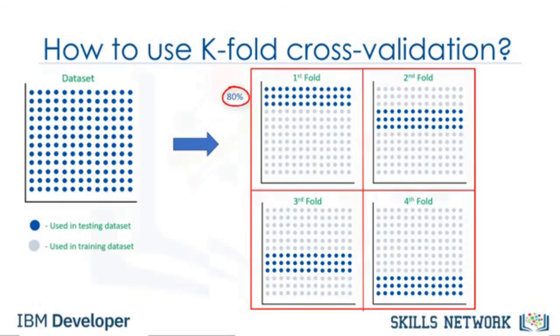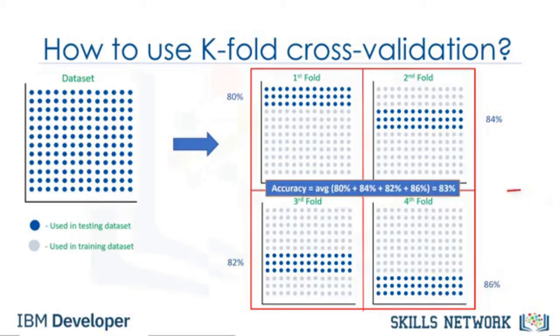Then, in the next round, or in the second fold, the second 25% of the dataset is used for testing and the rest for training the model. Again, the accuracy of the model is calculated. We continue for all folds. Finally, the results of all four evaluations are averaged. That is, the accuracy of each fold is then averaged, keeping in mind that each fold is distinct, where no training data in one fold is used in another.